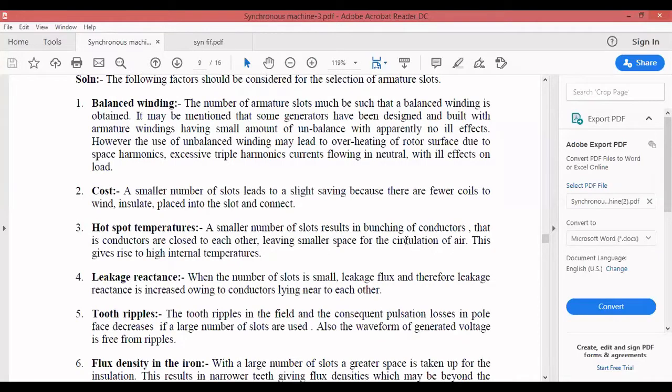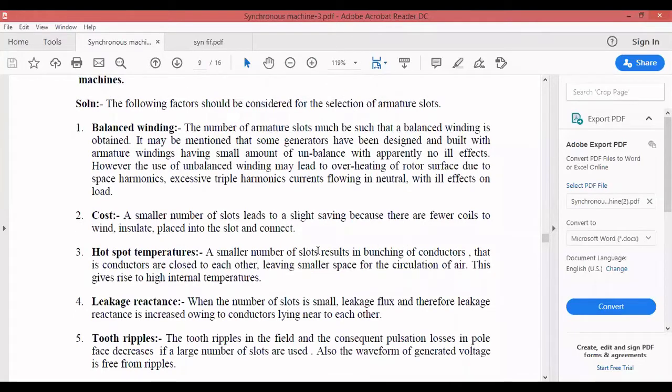Next, if you go for smaller slots, hot spot temperatures. Normally, if you go for a smaller number of slots, it results in a bunching of conductors. See, there are two things here. If you go for a larger number of slots, I can place a smaller number of conductors. Or if you go for a smaller number of slots, I can place more conductors.